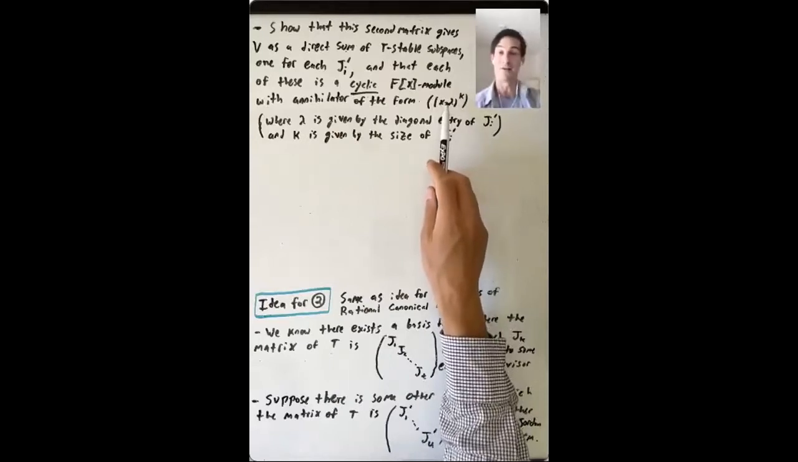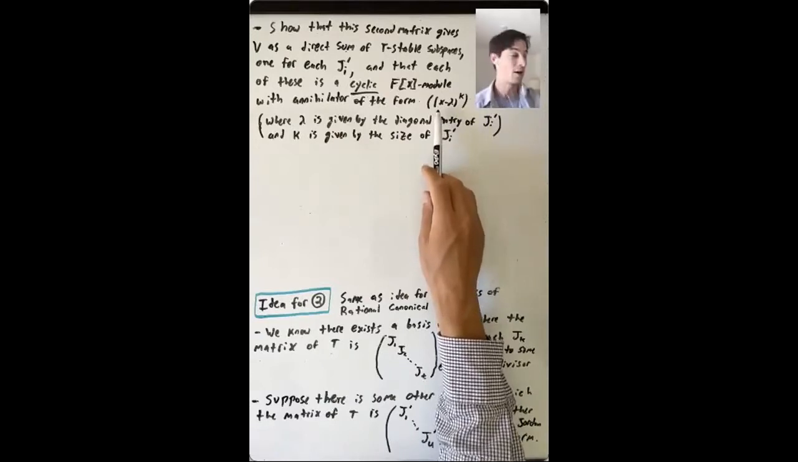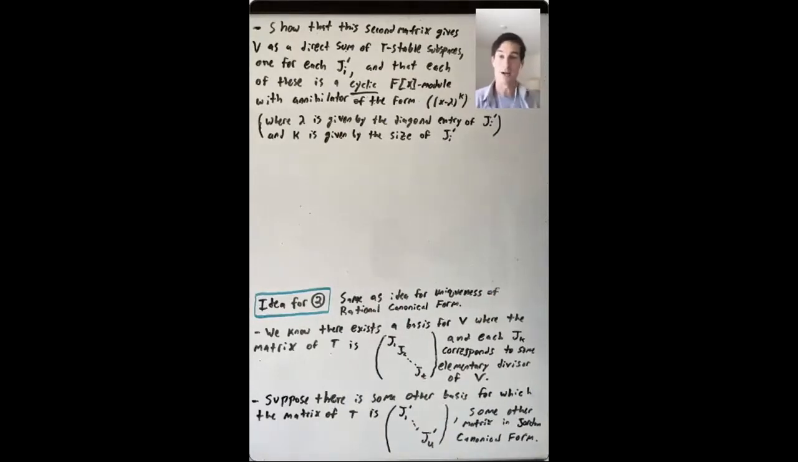But I think that it first would be helpful to go back and think a little bit about the corresponding argument for rational canonical form. All right, so I'm going to pause and erase.